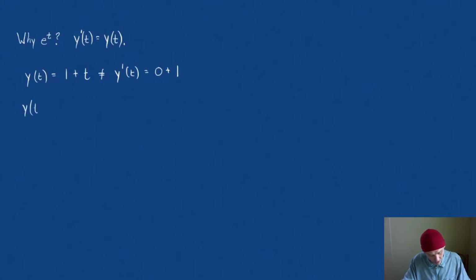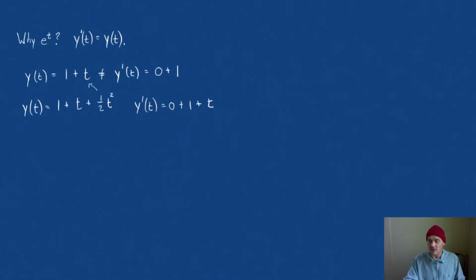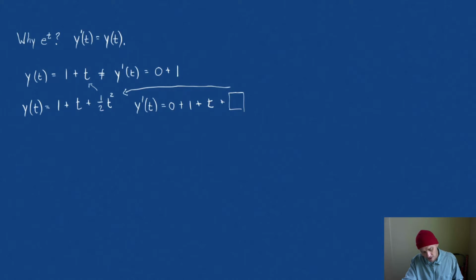What if I said y of t is 1 plus t plus 1/2 t squared? Then when I take the derivative of this third term, that's going to give me back this term. So y prime of t, the first is going to give me a 0. The derivative of the t is a 1. The derivative of 1/2 t squared is just going to be t. Oh, but wait a minute. I still don't have that third term. What I'm missing is this piece right here. So again, y prime does not equal y of t.